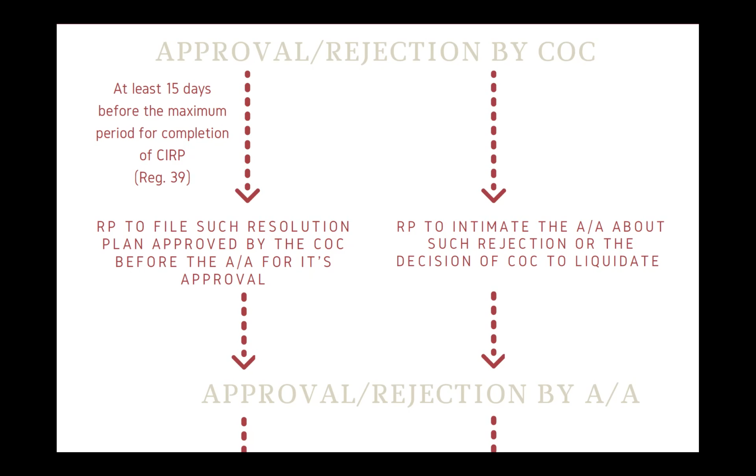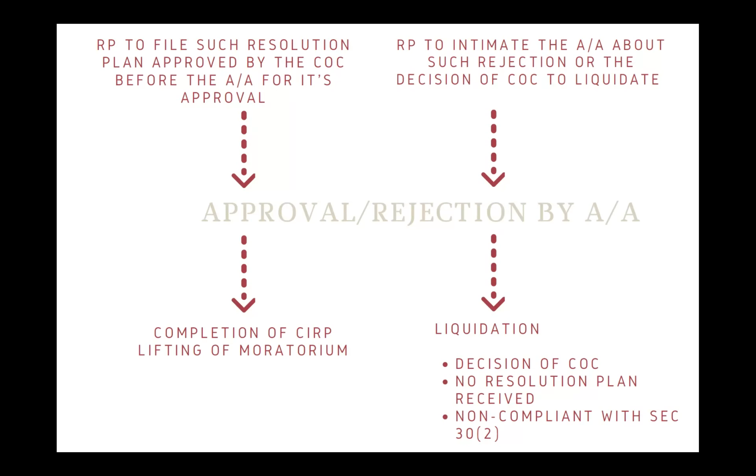So now, assuming that a plan is approved or assuming that a plan is rejected, let us take both the scenarios. When do you think a plan will get rejected? Where they believe that the liquidation value is higher than the resolution amount submitted by the resolution applicant, then the COC can decide that it's better we go for liquidation rather than for resolution. So that is when a committee of creditors may reject the plan outright.